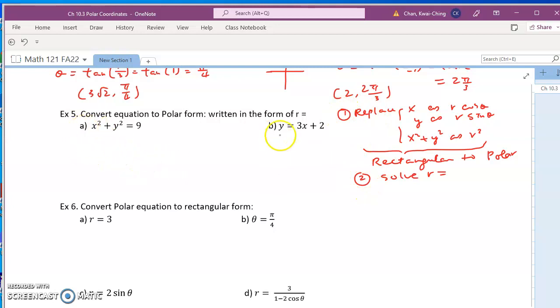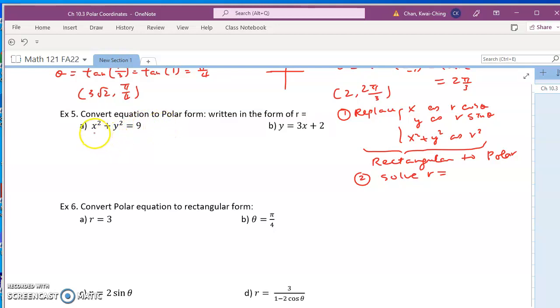So these are the two examples. I have an equation that is x squared plus y squared equal to 9. I don't know if you learned it before, but this is actually a circle. Whenever you see x squared plus y squared equal to a number, it's the equation of a circle. What's the radius of the circle? Oh, no, the radius of the circle is the square root of 9, which equals 3.